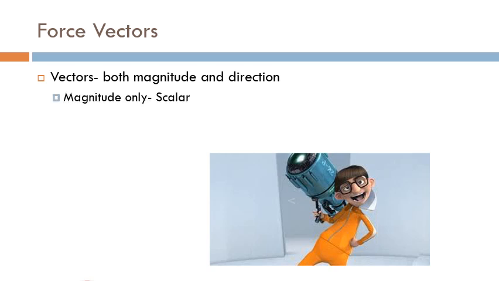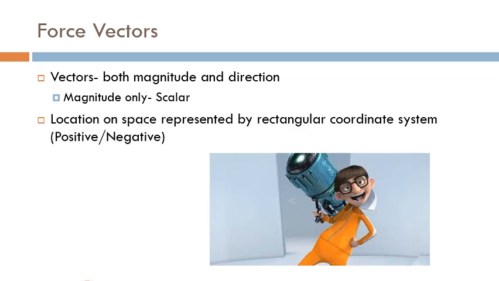Force vectors have both magnitude and direction. If something has magnitude only, that's considered a scalar measure. Just to show examples, velocity is considered a vector measurement, whereas speed is just considered scalar, because speed strictly looks at magnitude. When we're talking about vectors, we're also looking at direction. The location in space is represented by a rectangular coordinate system, which is something you'll see in your book.